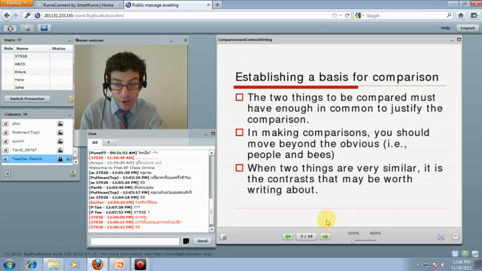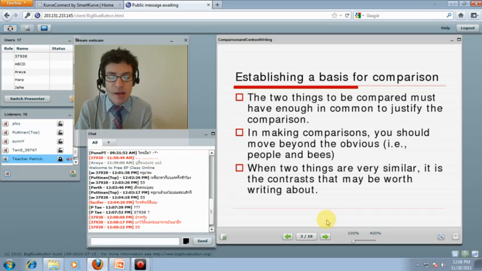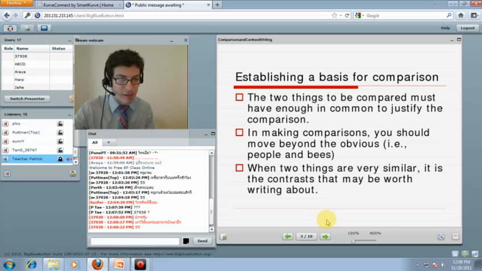Lastly, when two things are very similar, it's the contrast that might be worth writing about. Very good point. If you pick two things that are really close, don't just state what is close about them. Tell what is different. Your essay will be based on differences rather than similarities. So remember, pick two things that it makes sense to compare. If you just pick two random things, your essay isn't going to make any sense. So, the topics you choose are very, very important.